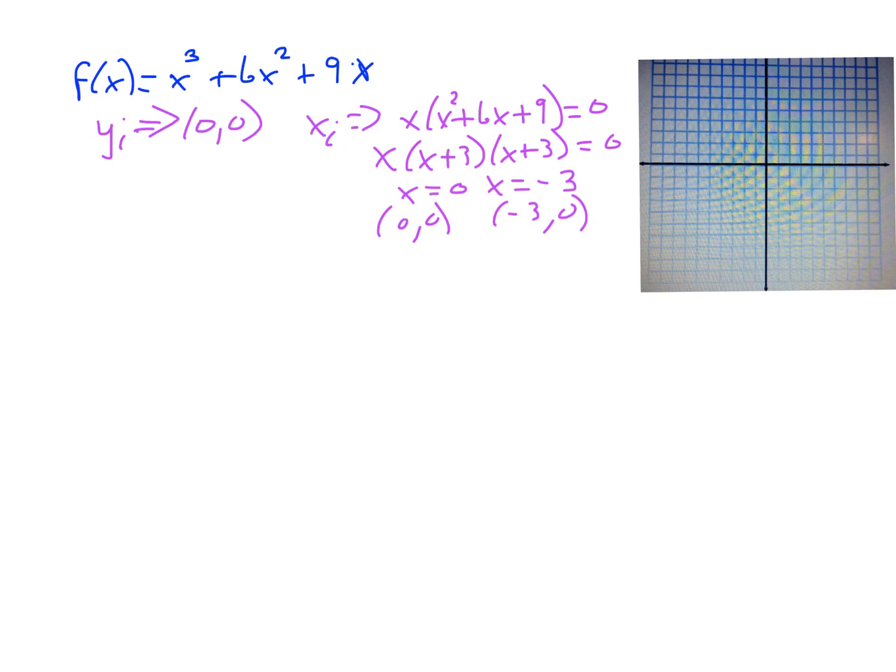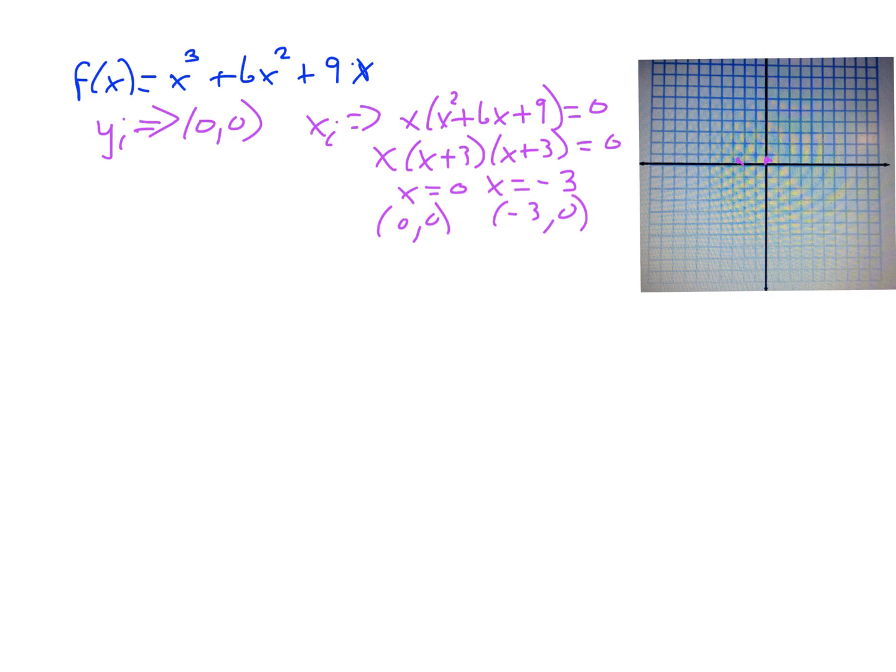I've got a little grid over here, so I don't know if this is going to be clear enough, but we can put (0, 0), and we can put (-3, 0), and then we go, oh, and the y-intercept is also (0, 0). So at least we've got those 2 points to start off with.